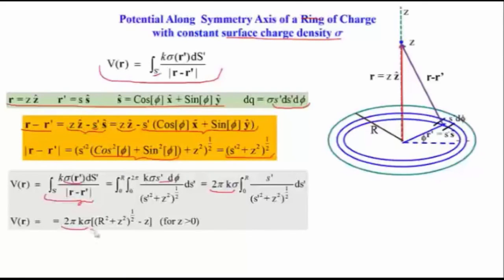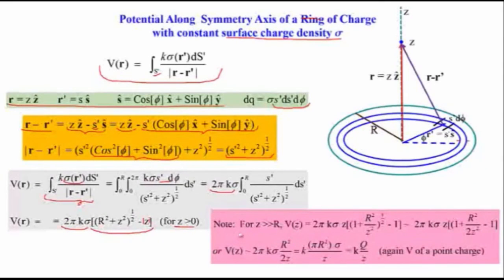You have the difference between R squared plus z squared to the 1/2 power and z. I've integrated this such that z is greater than 0. If you want to generalize it, it'll turn out that you can just take the absolute value of z, and that'll hold for both above and below the disk. I suggest you plot it.